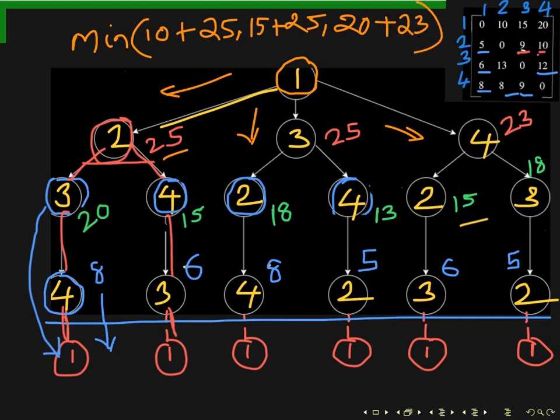So the minimum among all these will be 10 plus 25, which is 35. So the min cost from city 1 is going to be 35. Let me write it here. This is going to be 35. So we are done with our ultimate goal of finding the min cost from city 1, and it is found to be 35.